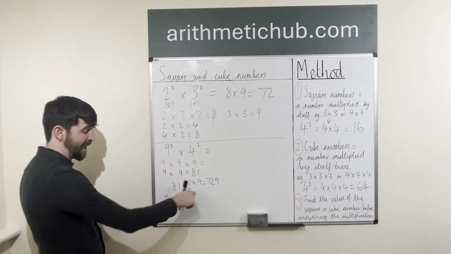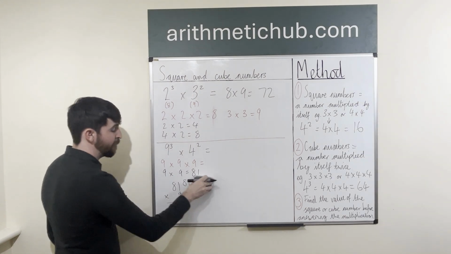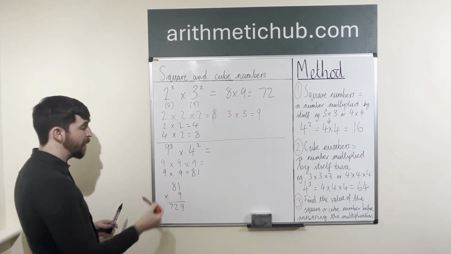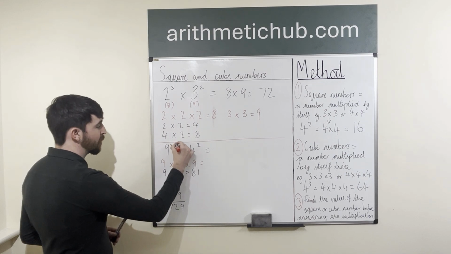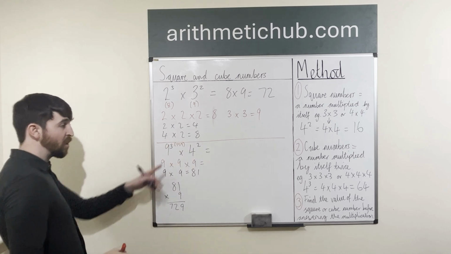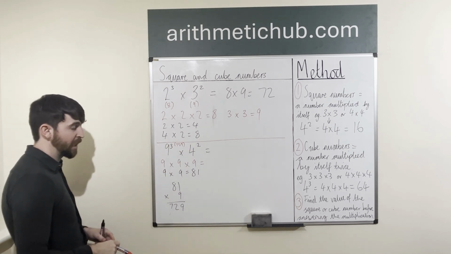I could write it like that, but to be honest, it's easier for me if I just keep it there like that. I've remembered it's 729. And then I'm going to annotate underneath or over the top or just somewhere so that I can see that 729 is the value of 9 cubed.